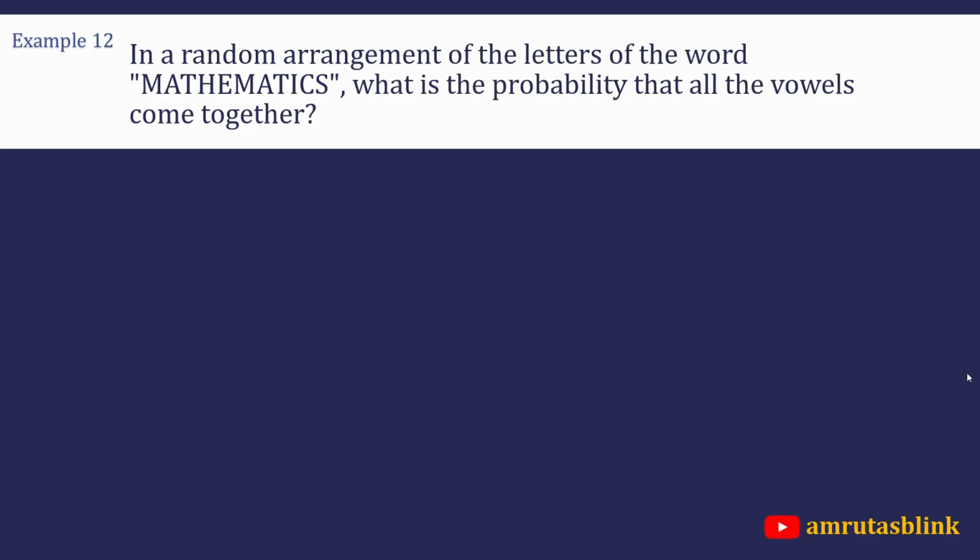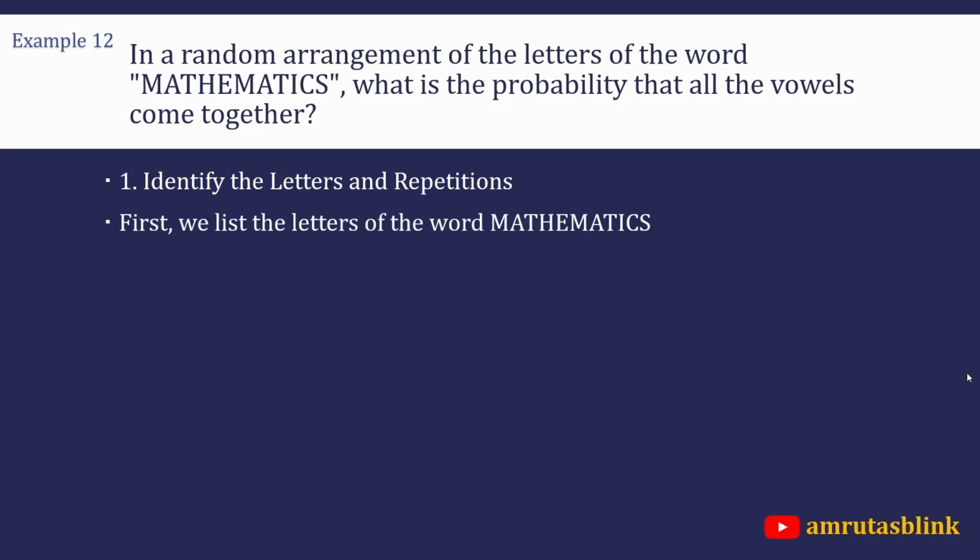In a random arrangement of the letters of the word mathematics, what is the probability that all the vowels come together? So first of all, we will identify the letters and their repetitions. Now, how many places are there in this word mathematics? So M-A-T-H-E-M-A-T-I-C-S. So there are a total of 11 letters.